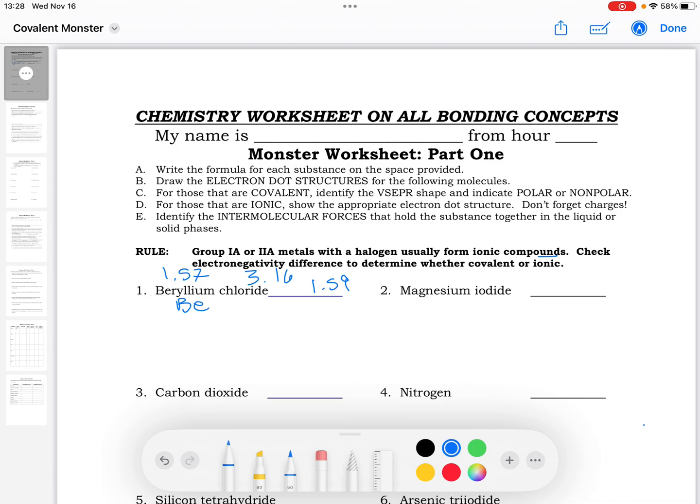So this will make a compound called BeCl2, which you need to be able to write. I've written the formula, and I should have done that in the place provided, but I didn't. Write the electron dot structures. And this is going to be covalent because my electronegativity says it will be not very polar.